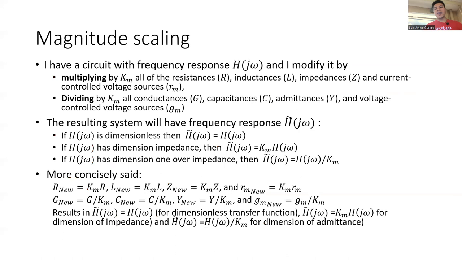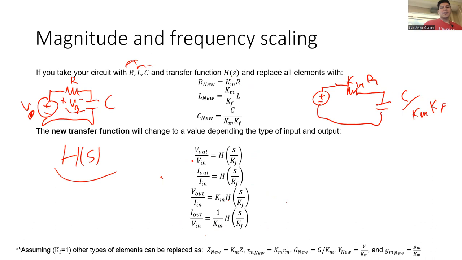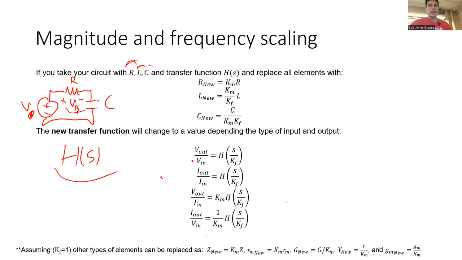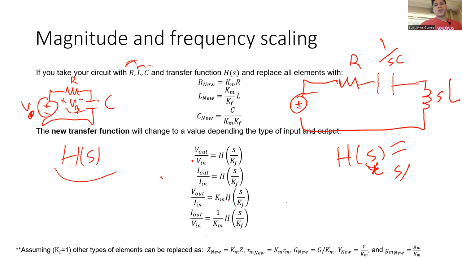Now for why this actually works, I'm going to give you a sketch, and I hope it makes a little bit of sense. I'm just going to draw a circuit here really quick. We have a source, the resistor, a capacitor with impedance one over SC, and then the inductor, which is SL. Let's say I found H of S, and now I want to replace S by S over Kf.